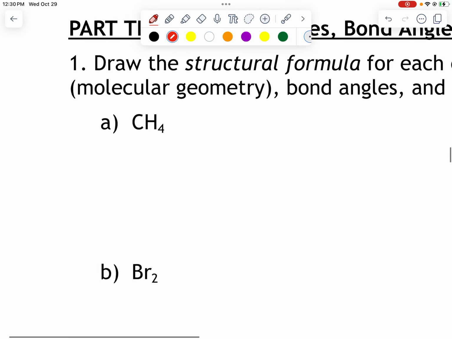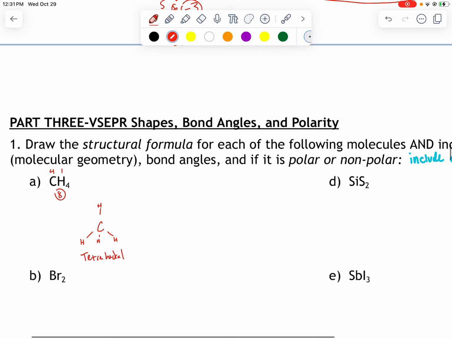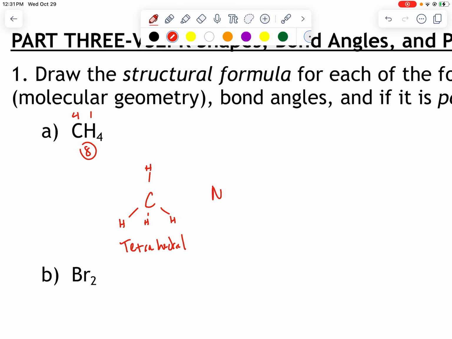Okay, so for the first one, CH4, its total valence is 8. This is your very standard tetrahedral shape. If we count up valence or count up electrons on the structure, it's 2, 4, 6, 8. So you already have 8. You don't need to add double bonds. This is tetrahedral. This is going to be nonpolar.